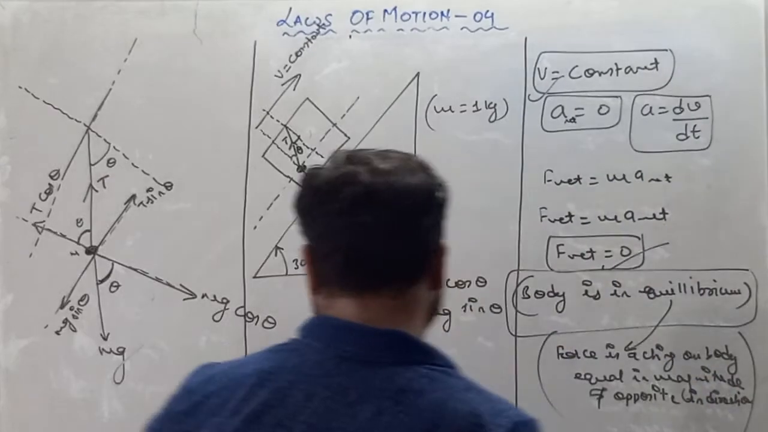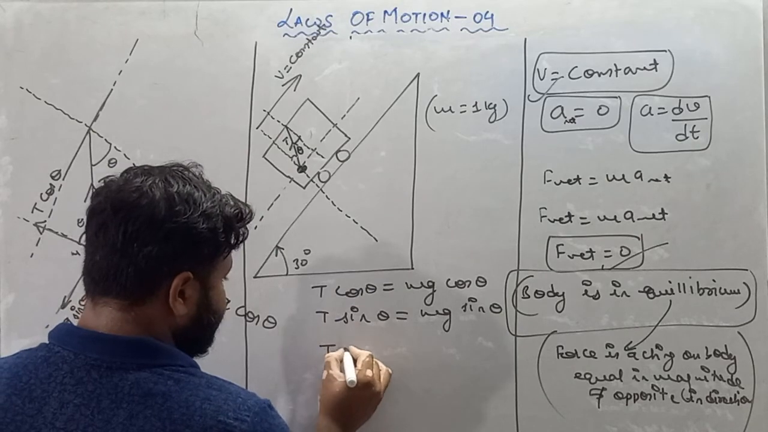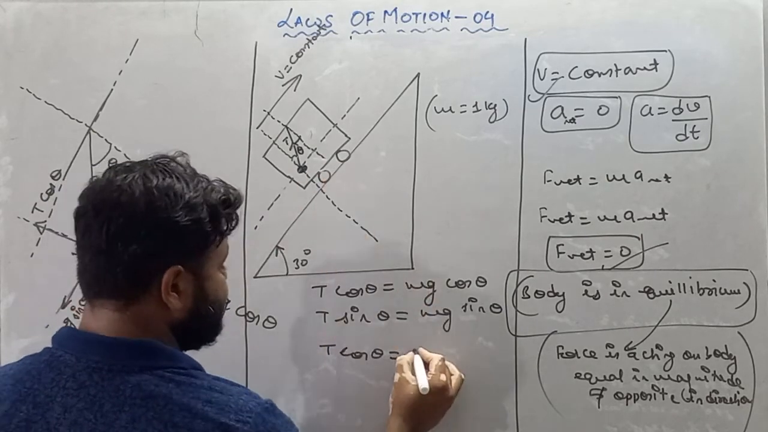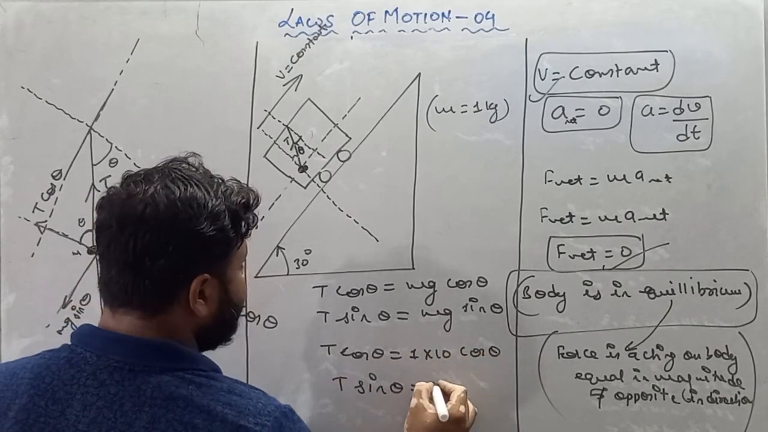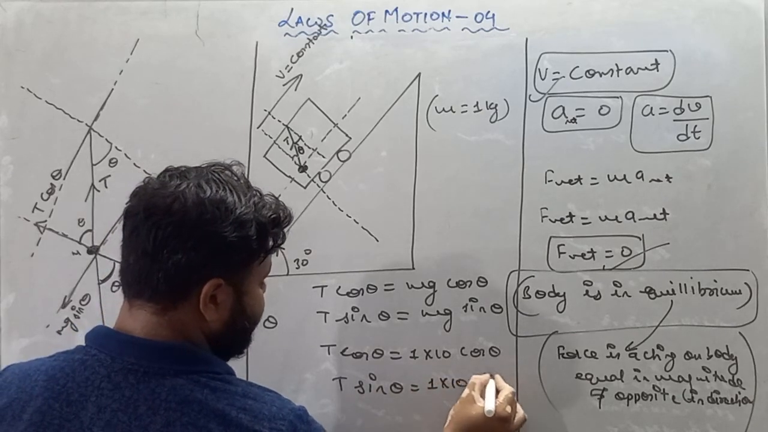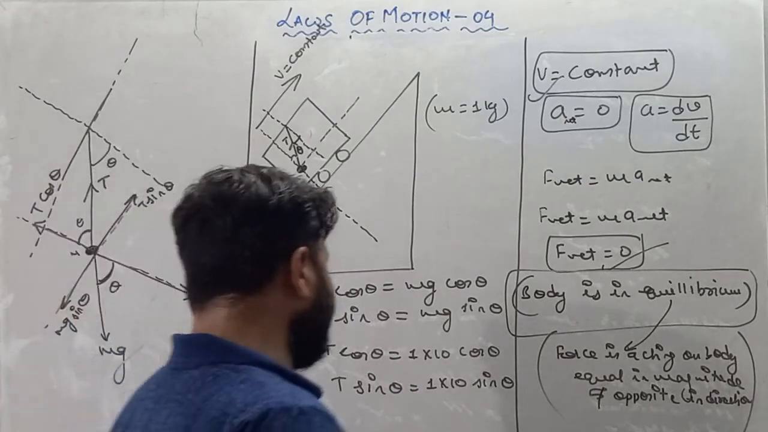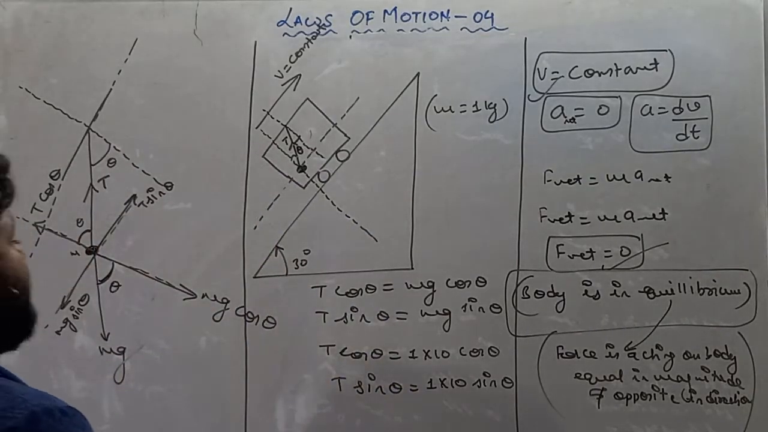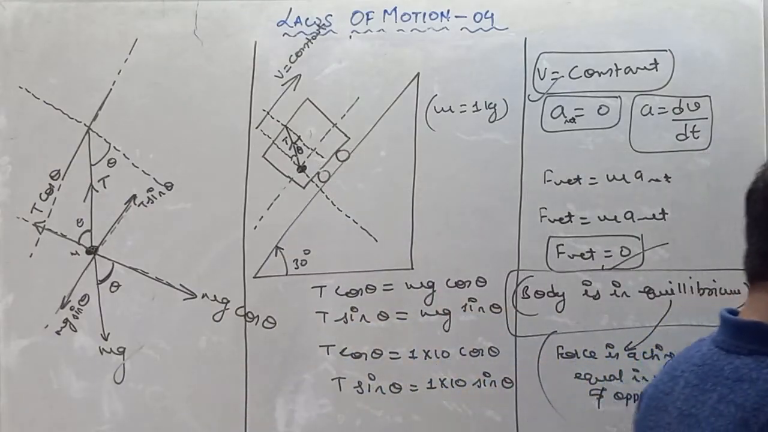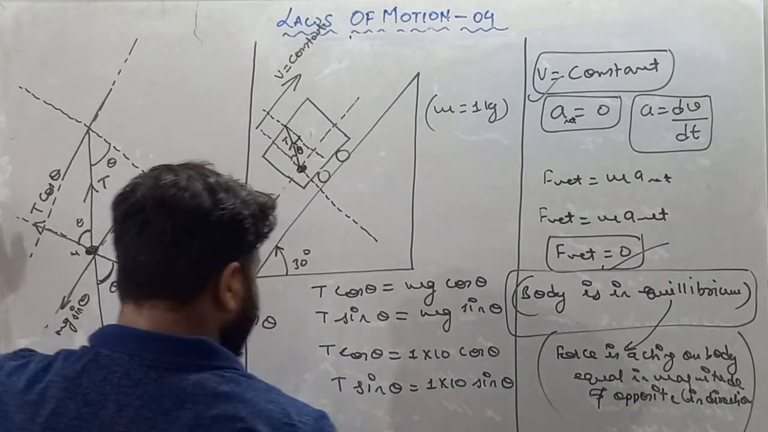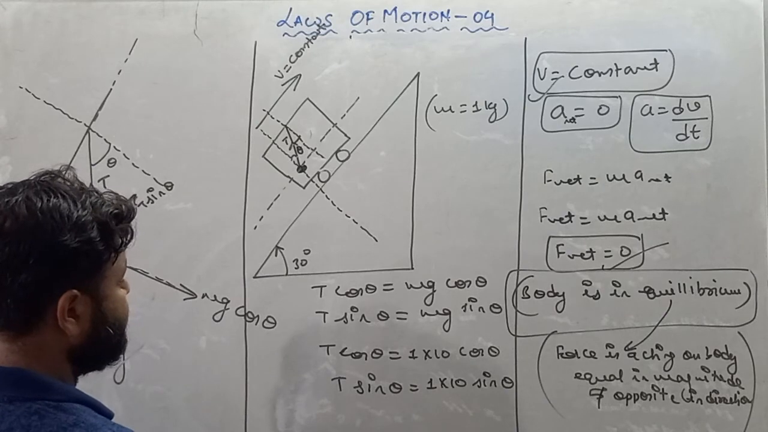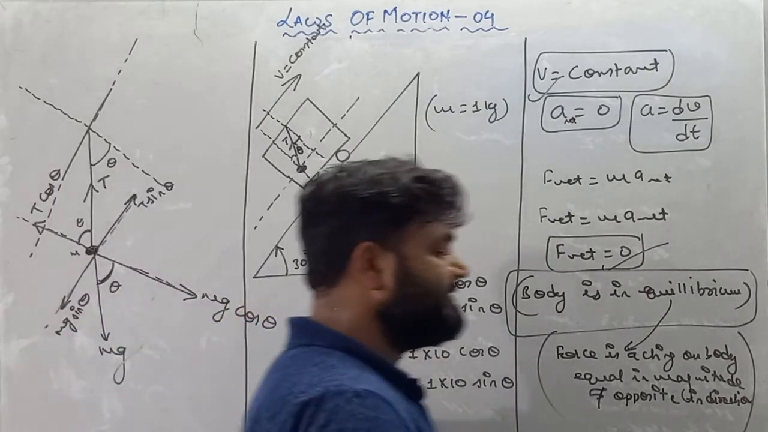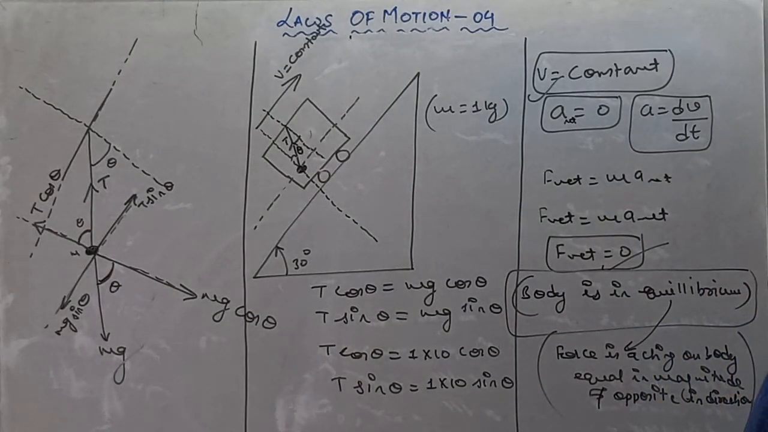Now see, my dear student, T cos theta must be equal to mass is 1, g is 10, so 10 cos theta, and T sin theta must be equal to mass is 1, g is 10 and sin theta, so 10 sin theta. So T cos theta is equal to 10 cos theta and T sin theta is equal to 10 sin theta.